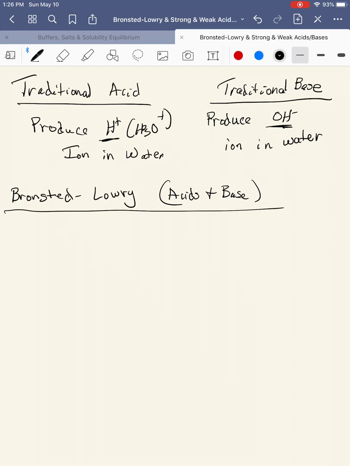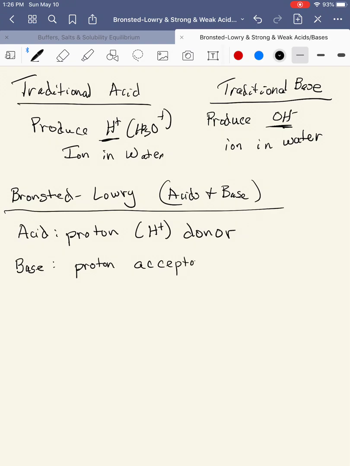Okay, according to the Bronsted-Lowry theory, an acid is a proton donor. And a proton is just a hydrogen ion, an H plus. So really, you're talking about donating a H plus, or a hydrogen ion. A Bronsted-Lowry base is a proton acceptor. So it is accepting a hydrogen ion. So that's the difference between a Bronsted-Lowry acid and base. So let's look at a couple examples here.